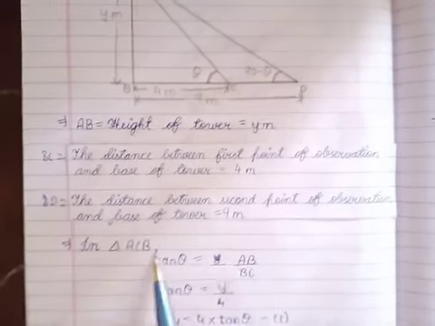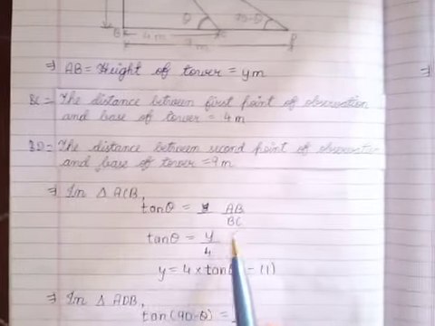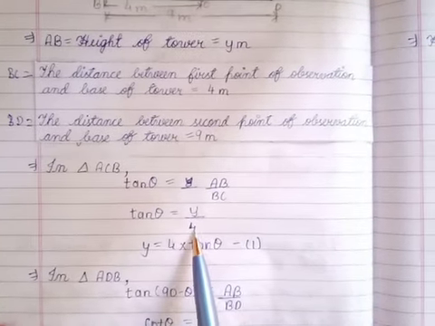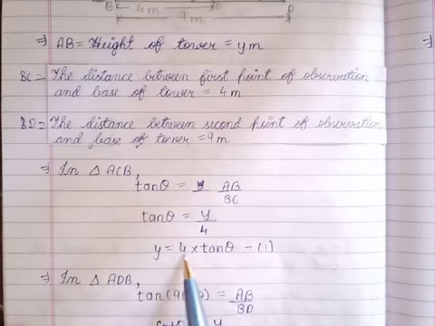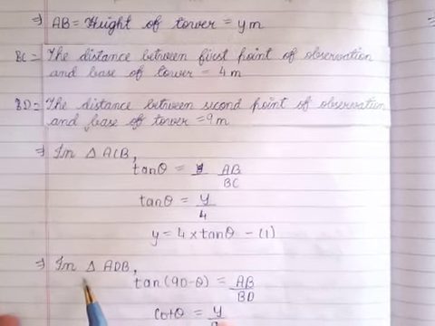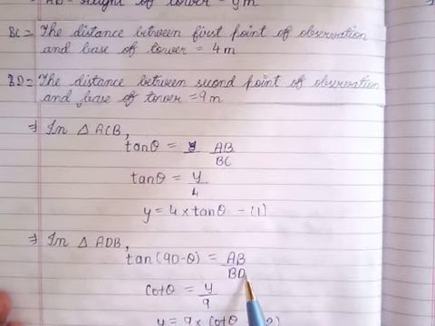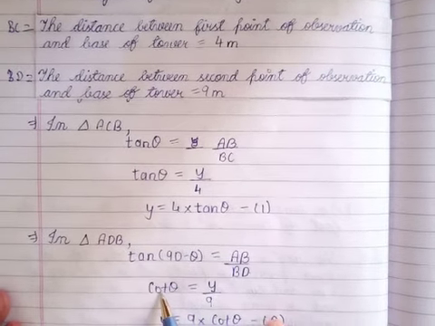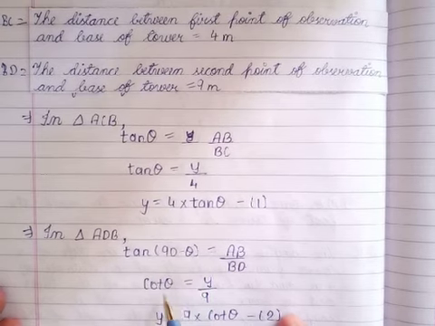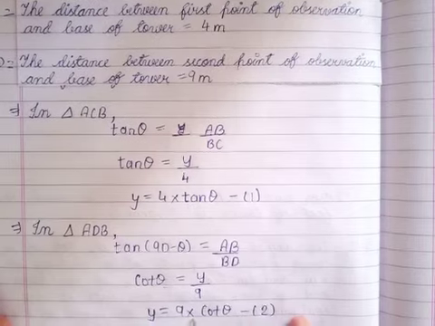In triangle ACB, tan theta is equal to AB upon BC. Tan theta is equal to y upon 4. If you multiply, you will get y is equal to 4 tan theta. In triangle ADB, tan of 90 minus theta is AB upon BD. 90 minus theta means the function will change, so it will be cot theta. Cot theta is equal to y upon 9. If you multiply, y is equal to 9 cot theta.